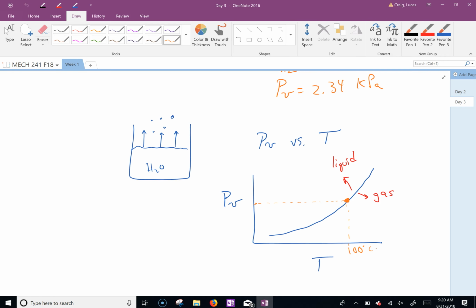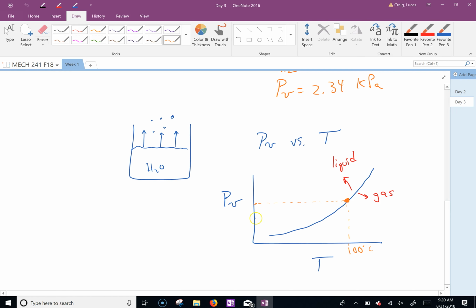So there's a difference between boiling and evaporation. With boiling, you will see air bubbles all over the place in the liquid. Evaporation only occurs at the surface of this water liquid-vapor phase. So just remember those differences.